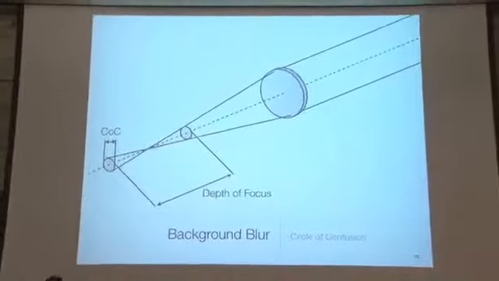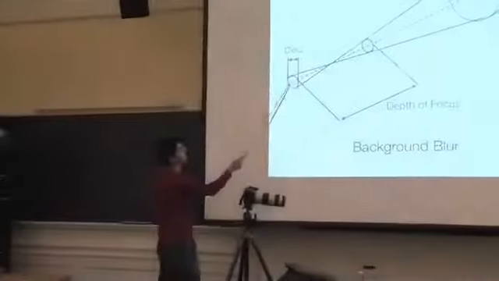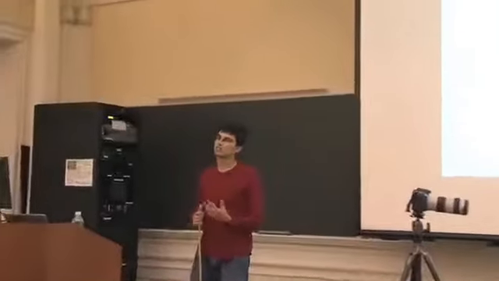Now, we're talking about very, very small amounts for the circle of confusion. For a typical digital SLR nowadays, we're probably talking about a circle of confusion diameter of about 0.01 or 0.02 millimeters. So very, very small. Any light that focuses larger than that is going to be blurry, and we are going to see this background blur.